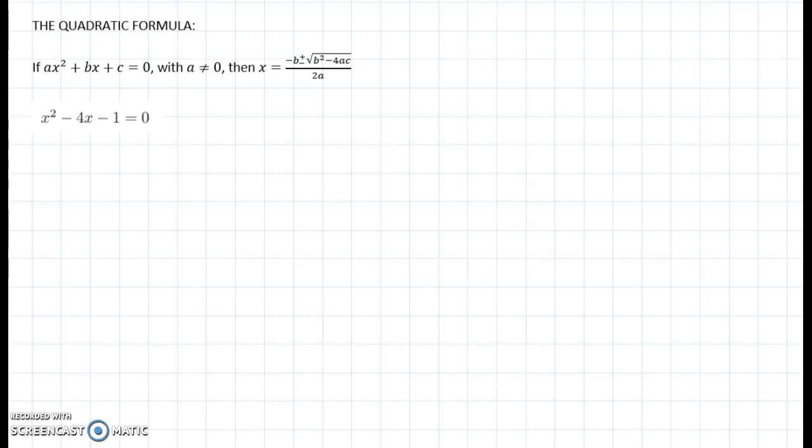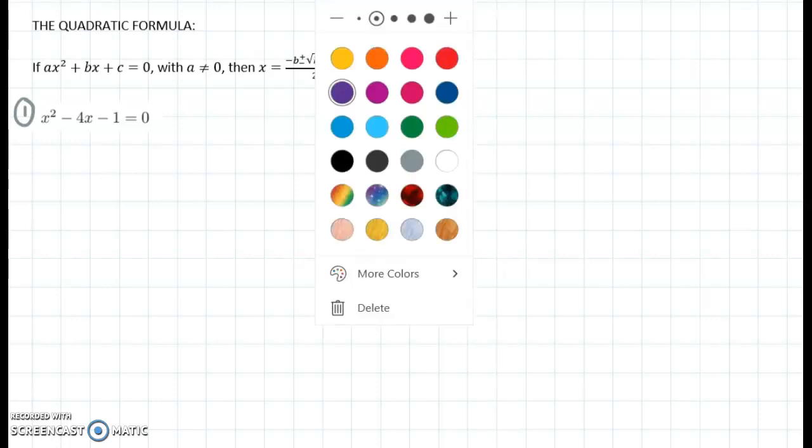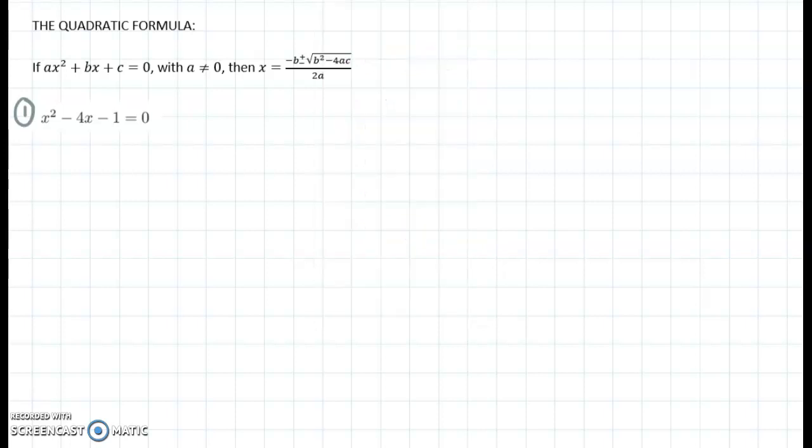Hello, in this video we are going to apply the quadratic formula a few more times. Here we have example number 1. We want to solve for x squared minus 4x minus 1 equal to 0. So we are trying to find the values of x.